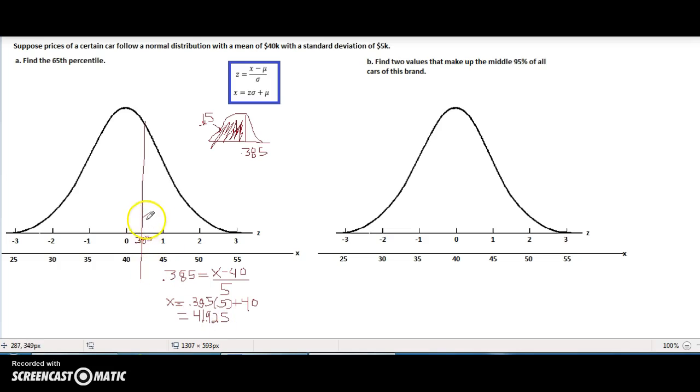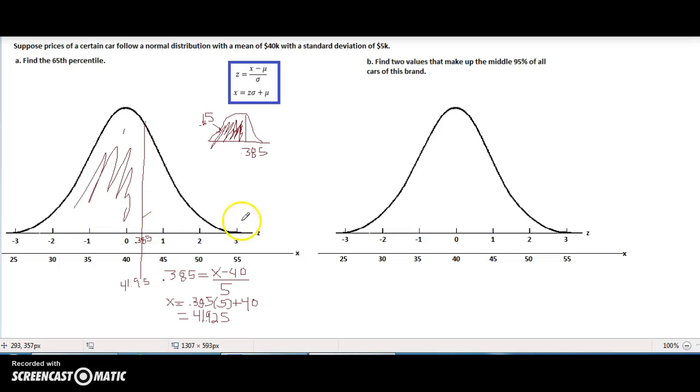And I want to check if that makes sense on this plot. So we're going to just put 41.9. If we shade this in, yes, this makes sense. It's saying that 65% of all the cars would be below $41.925 thousand.